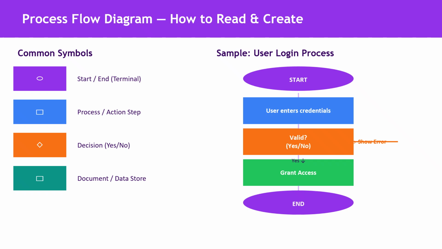Start and end are shown using oval shape. Processes are shown using rectangles. Decisions are shown using diamond shapes. Let's make a simple example of user login. First, user enters credentials. Then system checks are credentials valid. If yes, access is granted. If no, error message shown. This type of diagram helps everyone understand the logic clearly. It is especially useful for developers and testers.